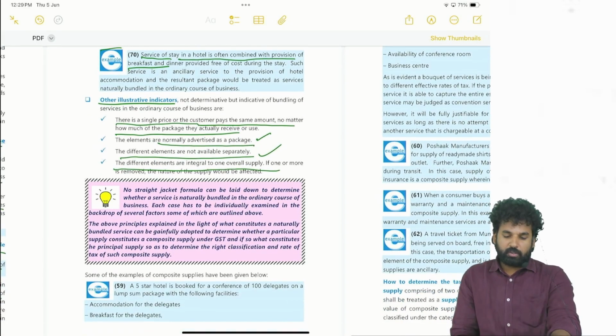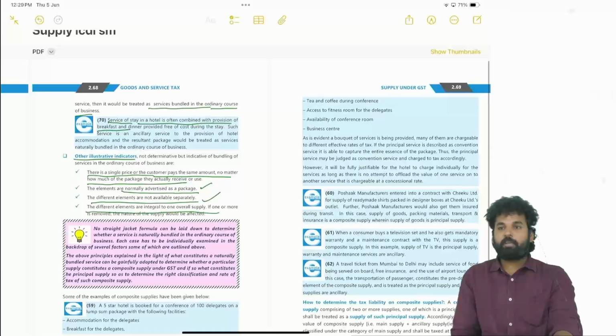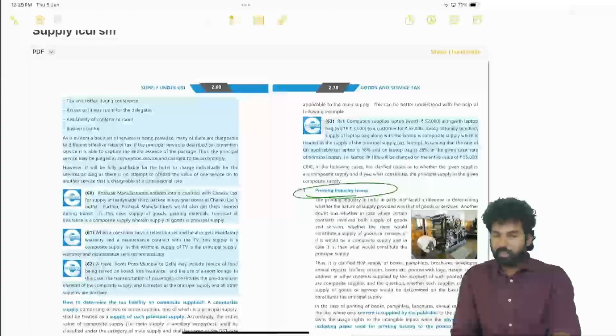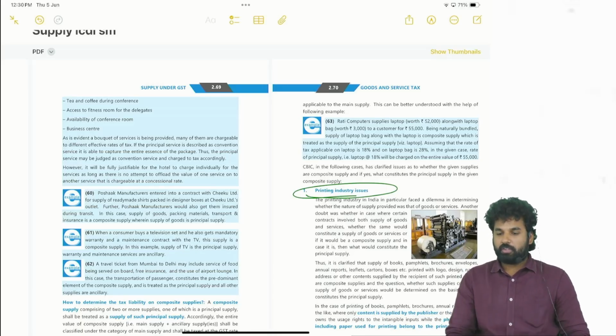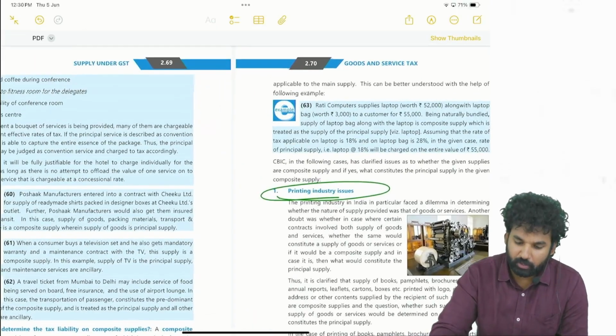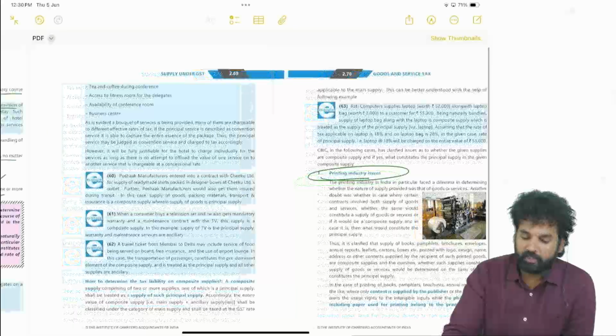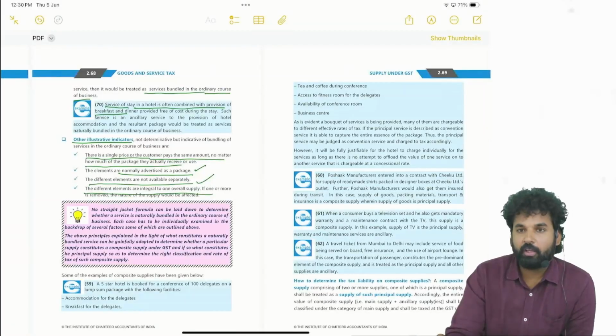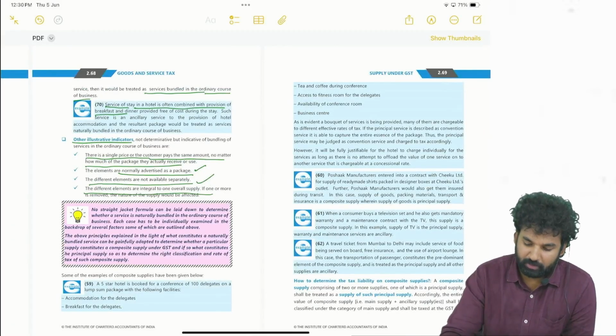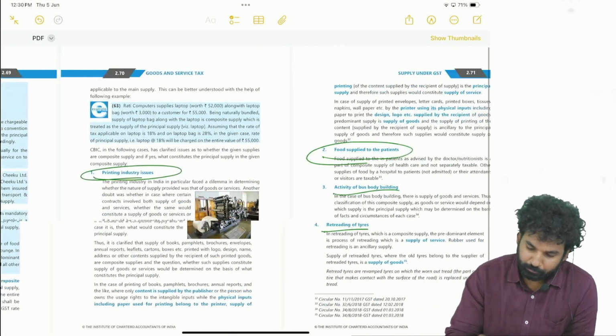Right. So in order to determine whether it is a mixed supply or not, first we need to ascertain whether it is a composite supply or not. That means we need to rule out the composite supply. We need to assess that first. If it is not a case of composite supply, then it would be a mixed supply.